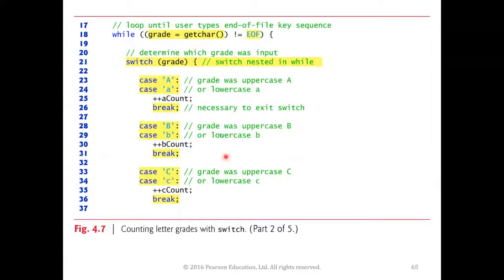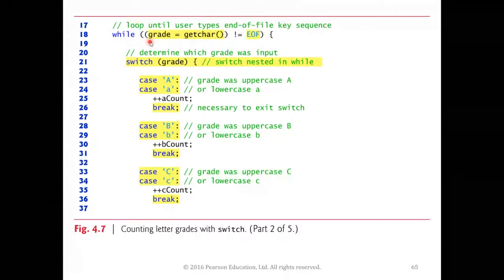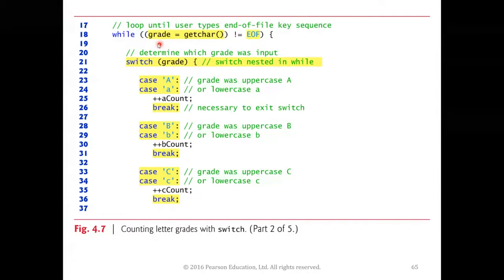Now let's look at this. Now what does our program do? Well, first of all, we put the switch statement inside a while loop. Now, what is this while loop doing? The while loop is basically based on the value of the grade. As long as the entered grade is not equal to end of file, the while loop will keep repeating. Okay, which means that whatever your switch statement contains, it will keep repeating.